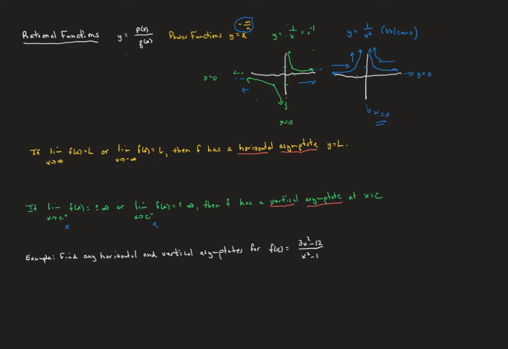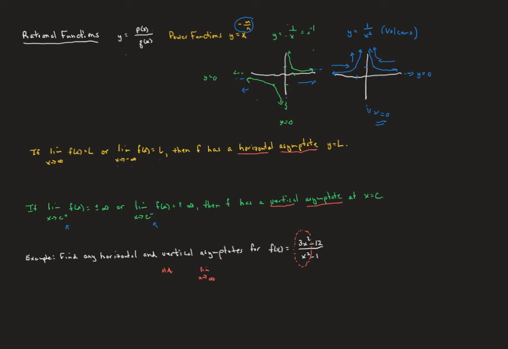So let's see if we can use this knowledge on this next example. We're looking just for horizontal and vertical asymptotes for y equals 3x squared minus 12 over x squared minus 1. So for horizontal asymptotes, we consider what happens as x gets really, really big in the positive or negative direction. As x gets really big, the behavior of both the numerator and denominator is going to be determined by the highest powers of x and their coefficients.